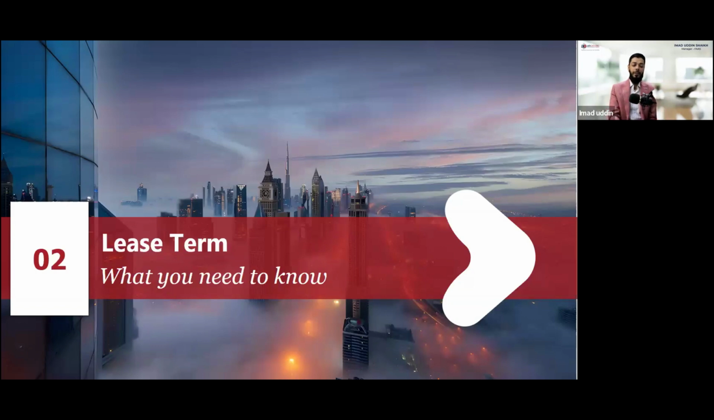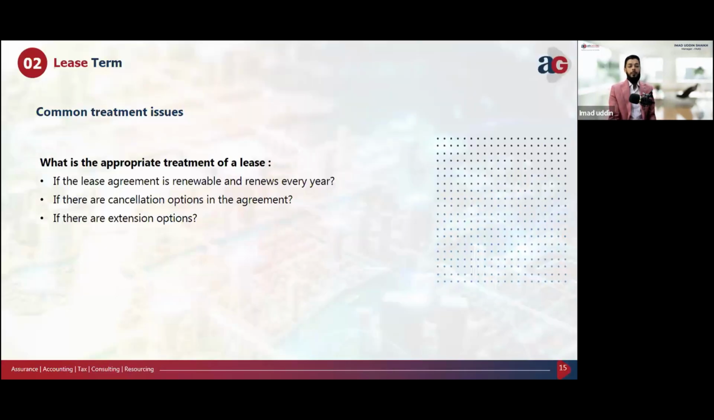Lease term is probably even more frequently misunderstood, a more frequently challenging area. So let me ask you just a few simple questions that you would be able to answer by the end of this section. For example, if the lease agreement is renewable and renews every year, in that case, what would the lease term be? Because in practice, we see some auditors accepting longer lease terms than 1 year, some auditors accepting finance lease for these kinds of contracts. Should we or should we not go for that treatment? If there are cancellation options in the agreement, how long is the lease term in that case? And if there are extension options. So we will see for each of these questions and many more, with examples, how to deal with various optionality and various nuances within the lease term.